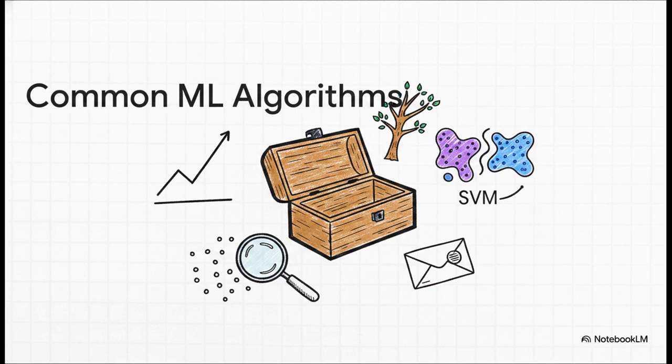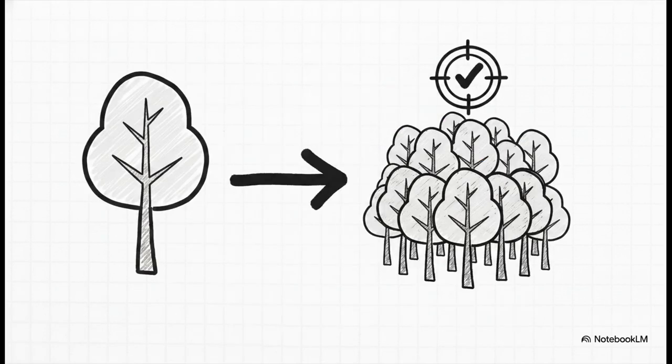Support vector machines draw these complex boundaries to separate categories. Oh, and naive Bayes? That's a super fast, probability-based algorithm that's famous for catching your spam emails. But what happens if one algorithm just isn't cutting it on its own? That is where ensemble learning saves the day. It's basically the ultimate teamwork approach in ML.